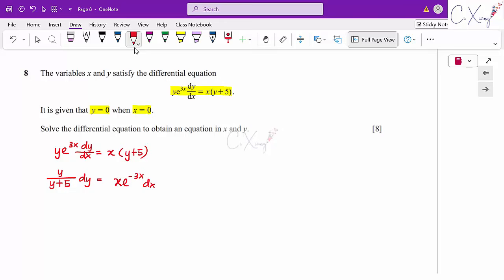Okay, then after you successfully separate all the variable clearly to both different sides, so you can see, oh, everything with the y is on the left, everything with the x is on the right, then you can start to put the integration sign.